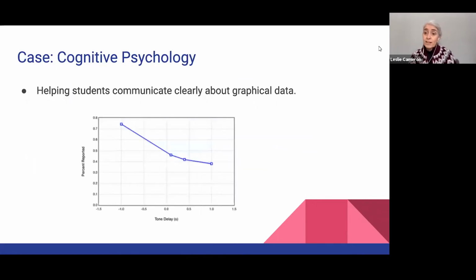In the project that Holly and I will tell you a little bit about today, I'm a cognitive psychologist, and I've been interested for several years in trying to help students communicate more clearly about graphical data. An example of the sort of graph that students need to be able to describe in a cognitive psychology class is demonstrated in the slide here.